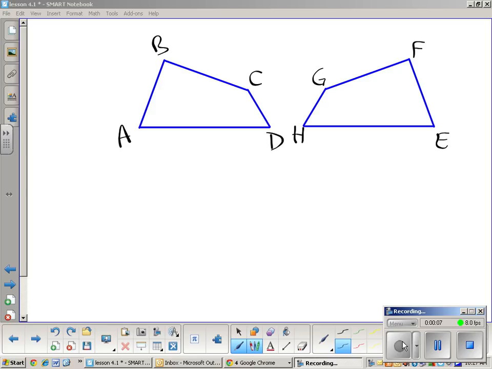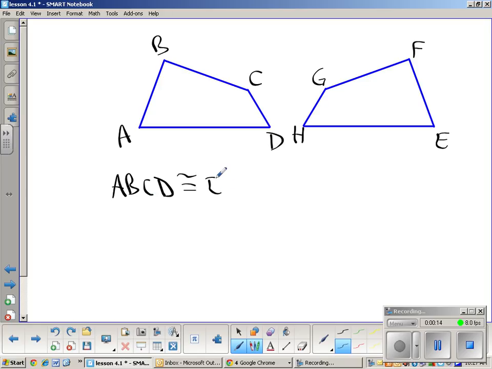I have these two quadrilaterals, and we know that ABCD is congruent to EFGH. Because of the way this is written, that helps me identify where the corresponding parts are. They're going to ask you just to identify corresponding parts at times. How many different sides do we have that are corresponding? 4 sets, right? How many different pairs of angles are corresponding?